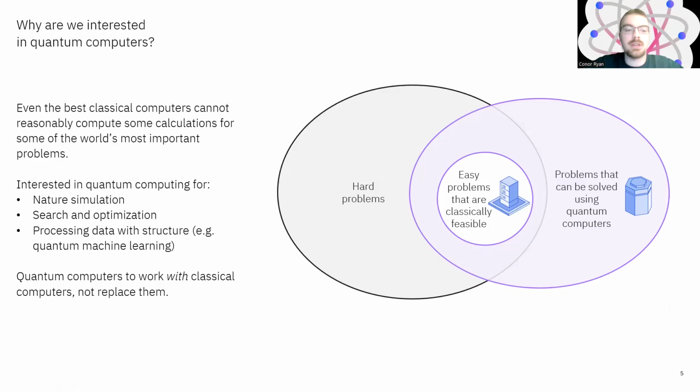Now, this won't lead to, say, the overthrowing of classical devices like laptops and phones, where they will all be replaced with quantum mechanical upgrades of them.